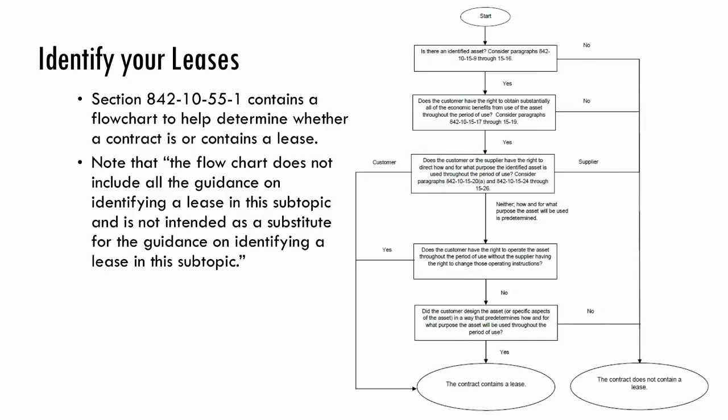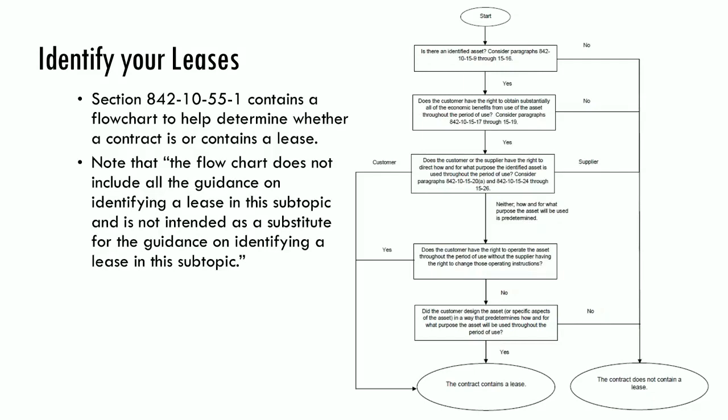So if we look at the start, we drop down, is there an identified asset? And it tells us where to find that out. If you can go in and look at the FASB documentation, it shows you exactly which paragraphs to read to determine if there is an identified asset. If you go through those sections and there is not an identified asset, your contract does not contain a lease.